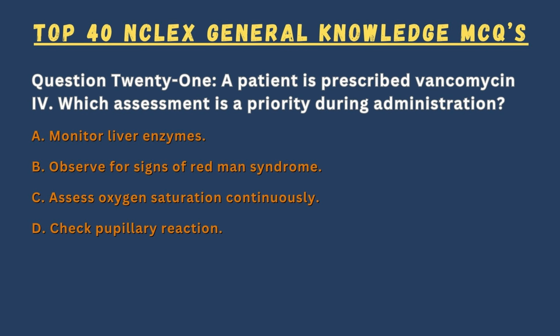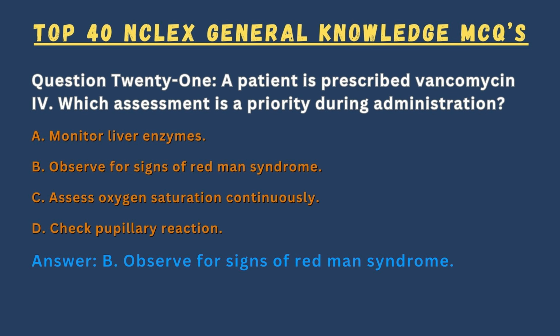Question 21. A patient is prescribed vancomycin for. Which assessment is a priority during administration? A. Monitor liver enzymes. B. Observe for signs of red man syndrome. C. Assess oxygen saturation continuously. D. Check pupillary reaction.